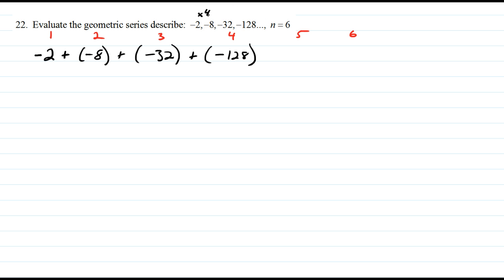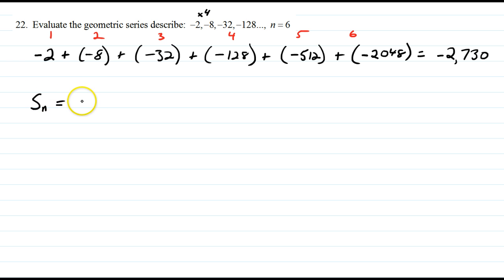So now we've got to go -128 times 4, and that gives us the fifth term, which is going to be -512. The sixth term is -2048, and so now we just need to take these six terms and add them up. So if you add all those up, you're going to get -2730.